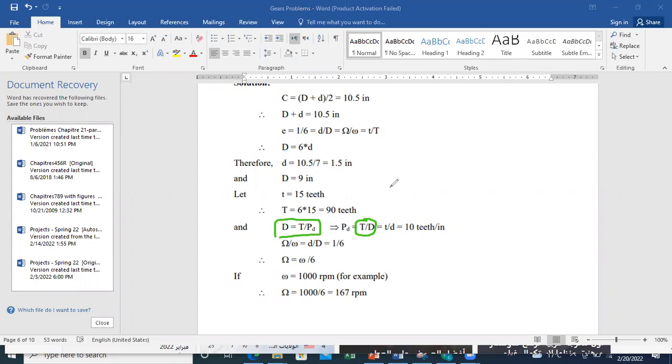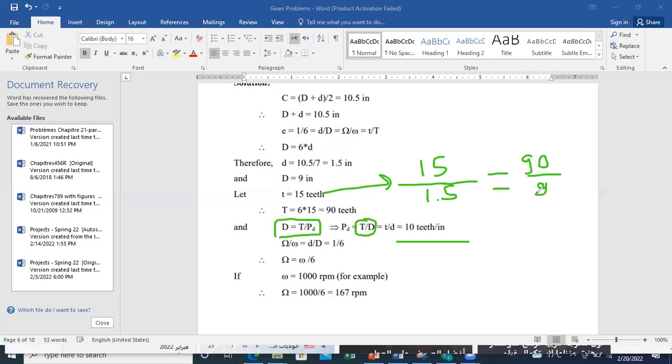So in both cases here, you will get 10 T's per inch, because if you do it for the pinion, you have 15 over the pitch diameter of the pinion, which is 1.5. And if you do it for your gear, you have 90 over 9. So as expected, you get the same result for both.